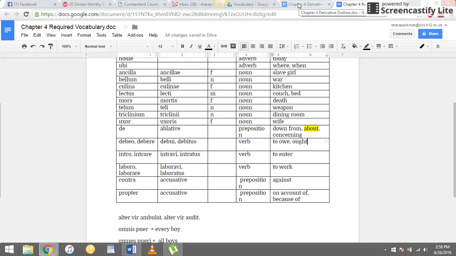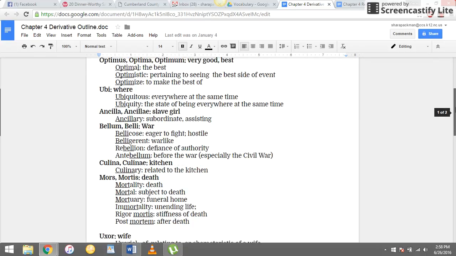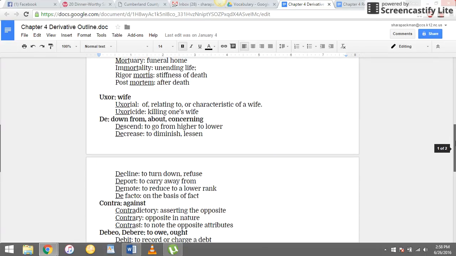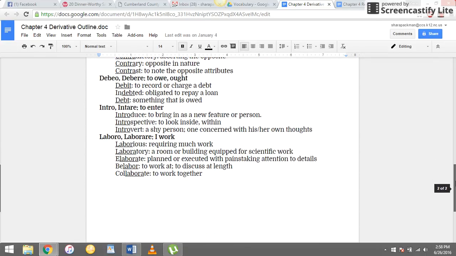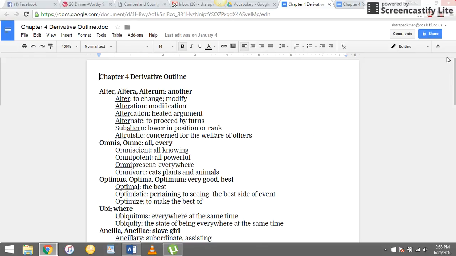Let's look at your derivatives for a moment. Again, the derivatives are these English words that are underlined. These are the Latin words that they come from. There's really nothing to point out here. Just take a read on it because you will be asked about these derivatives in your vocab quiz. If you have any questions, please ask me. Otherwise, good luck.